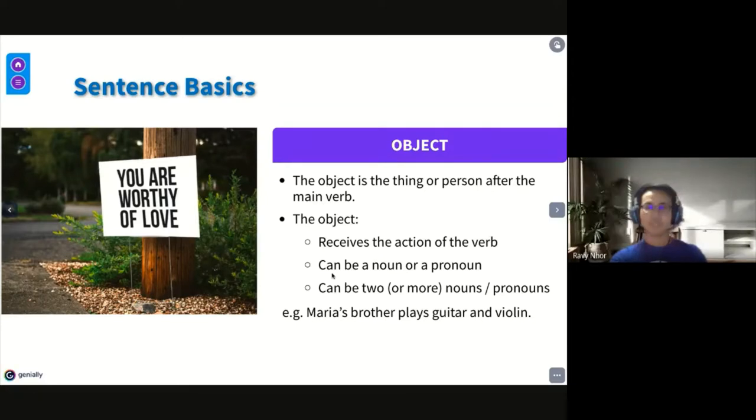Object can be a noun or a pronoun. Okay, so object can be a noun or a pronoun. Another one, object can be two or more nouns. For example, Maria's brother plays guitar and violin. So guitar and violin are the objects of the verb plays, okay?